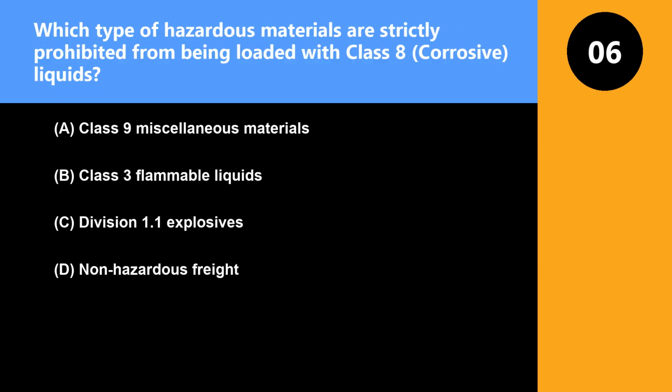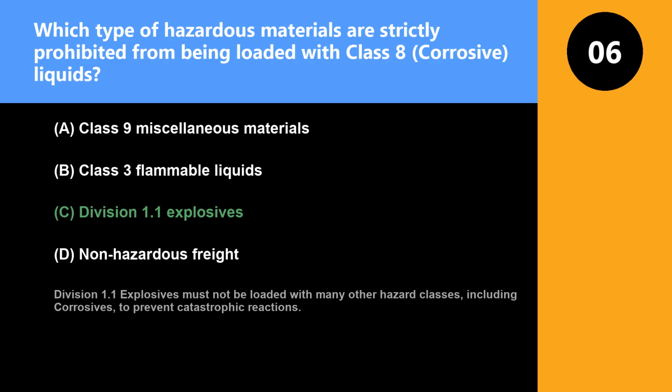Question 6. Which type of hazardous materials are strictly prohibited from being loaded with Class 8, corrosive, liquids? Option A, Class 9 miscellaneous materials. Option B, Class 3 flammable liquids. Option C, Division 1.1 explosives. Option D, non-hazardous freight. The correct answer is option C, Division 1.1 explosives. Division 1.1 explosives must not be loaded with many other hazard classes, including corrosives, to prevent catastrophic reactions.